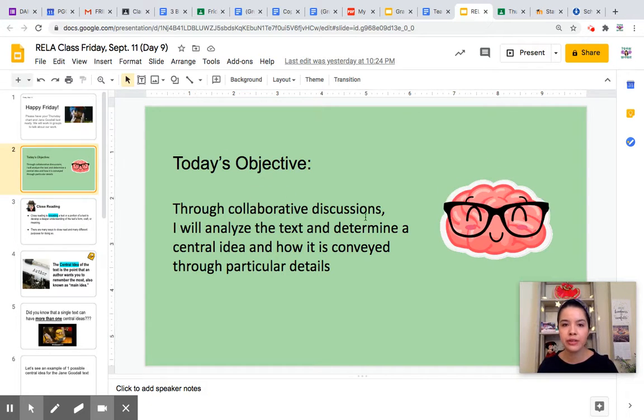We're going to work together in groups to analyze the text and try to figure out the central idea, that main idea we've been talking about, right? And how it is conveyed, kind of like explained or shown through particular details. So keyword, we're going to be looking at details today.